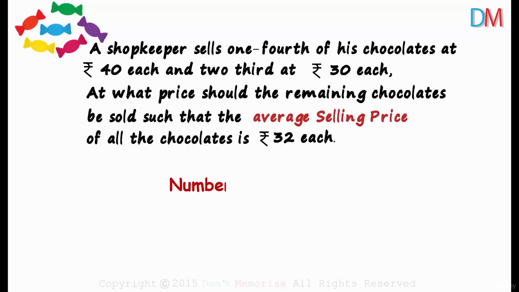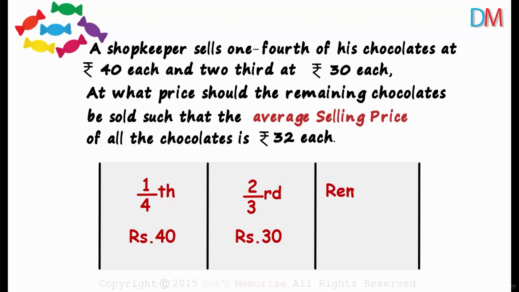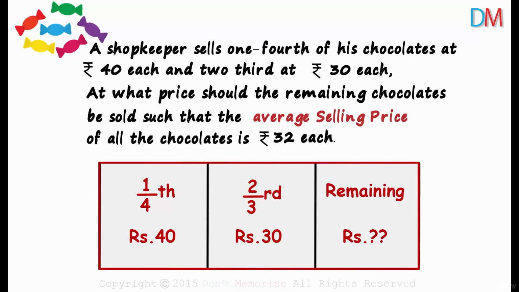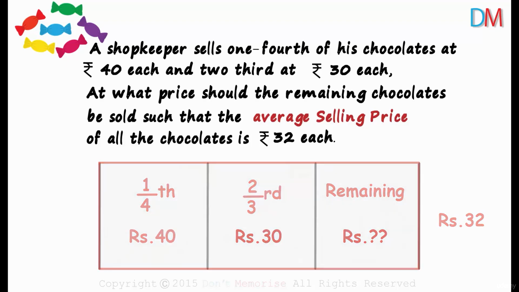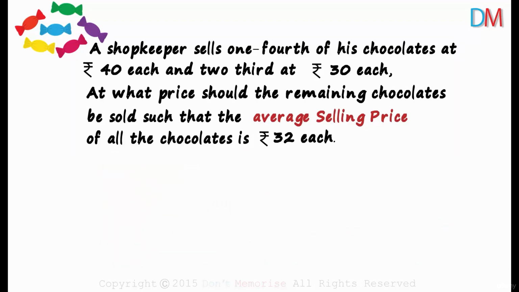We haven't been told the number of chocolates the shopkeeper has, but we know that she has divided them into 3 categories. 1/4 of them at 40 rupees, 2/3 of them at 30 rupees, and the remaining are sold at some price such that the overall selling price is 32 rupees. So how do we approach this problem? As we don't know the number of chocolates the shopkeeper had, let's assume she had X chocolates. Now it will get easier.